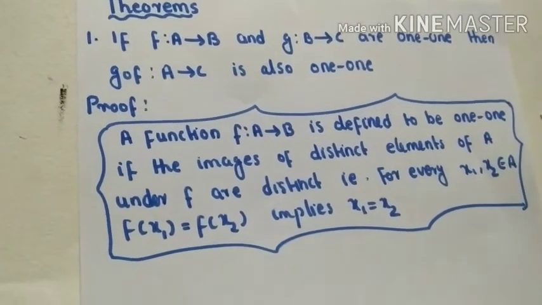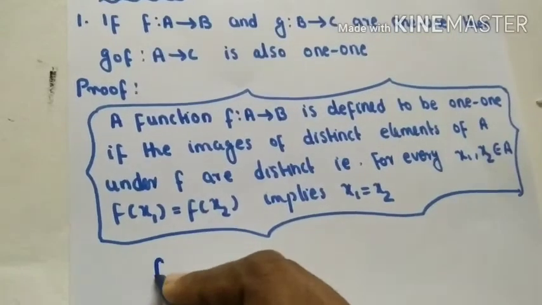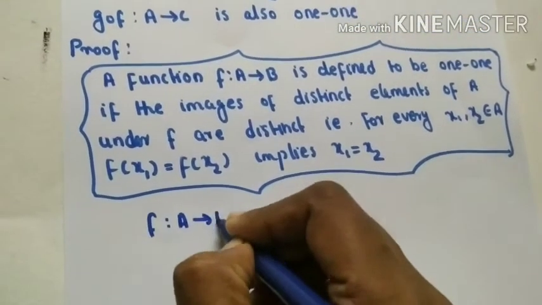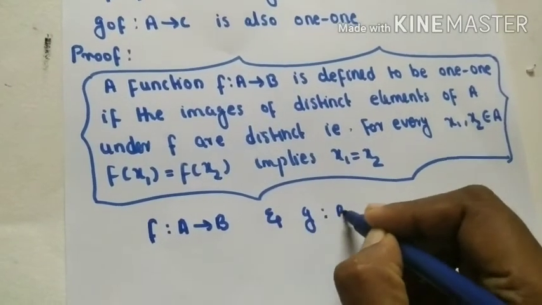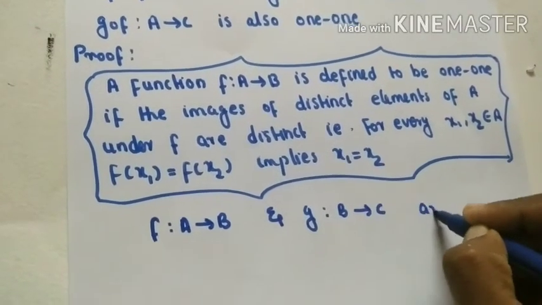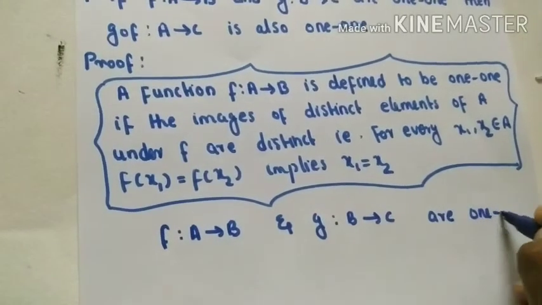We are given that a function f from A to B and a function g from B to C are 1-1.